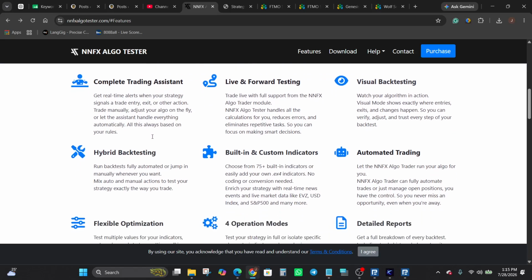Further down, the developers highlight live and forward testing support. Instead of relying only on historical testing, the software is designed to continue assisting during forward testing and live trading through its Algo Trader module. Their goal appears to be reducing repetitive tasks while allowing traders to focus on evaluating their systems.